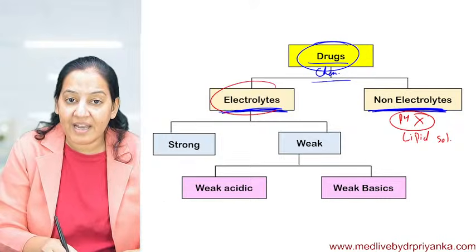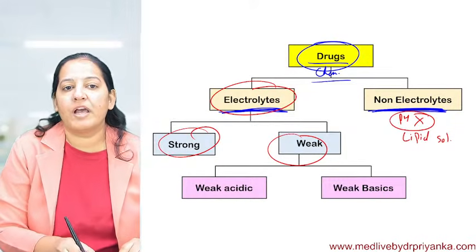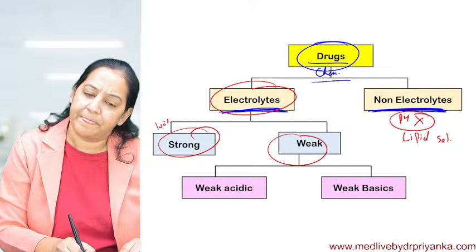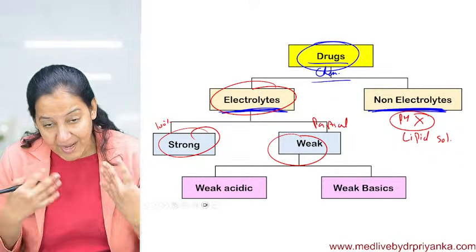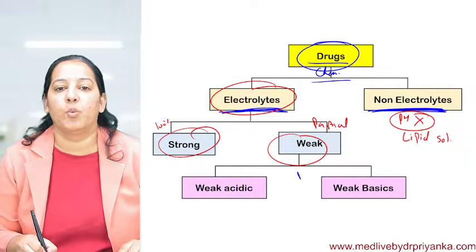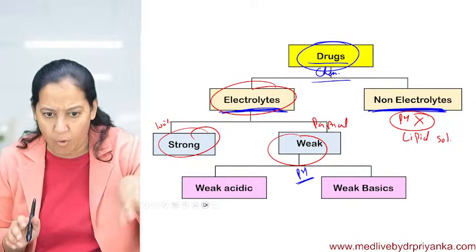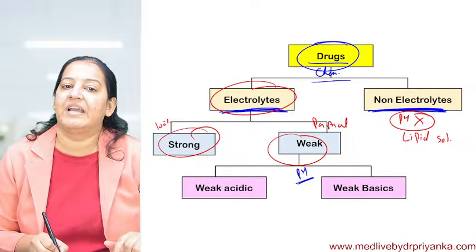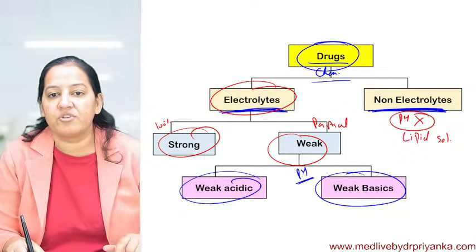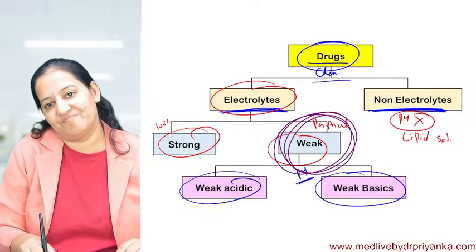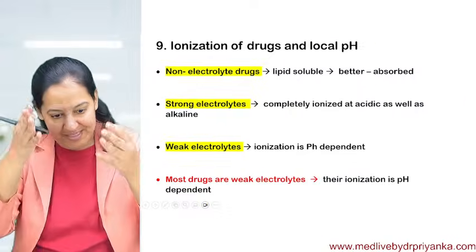But if it is an electrolyte, there are two types of electrolytes, strong and weak. Strong electrolytes are 100% ionized. Weak electrolytes are partially ionized, and their ionization depends on pH. What is pH? Is pH acidic or basic? I will explain. Please see the overview first. There are two types of weak electrolytes, weak acidic and weak basic. Now the problem is that most of the drugs are weak electrolytes, and their absorption depends on pH.